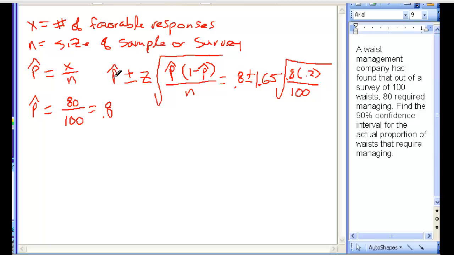So p hat, the sample proportion, is 0.8. If we were to go to a table and find the appropriate z-value for a 90% confidence interval, we'd find that it is 1.65. And then times the square root of 0.8 times 0.2 over 100. P hat times 1 minus p hat over n, which is 100.